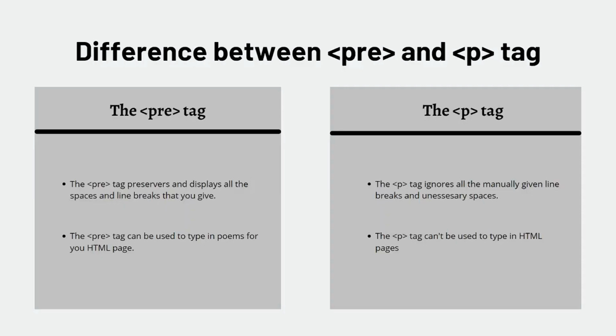So the pre tag preserves and displays all the line breaks and spaces that you give. Whereas the p tag will ignore all the manually given line breaks. Any manually given line break will be ignored in the p tag. All the unnecessary spaces also will be ignored. The pre tag can be used to type poems, but the p tag cannot be used to type poems.